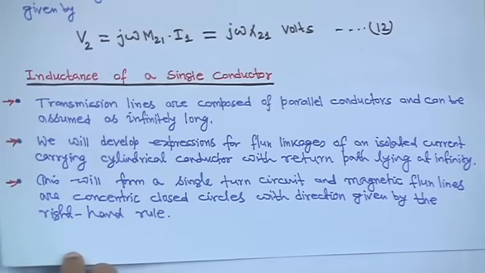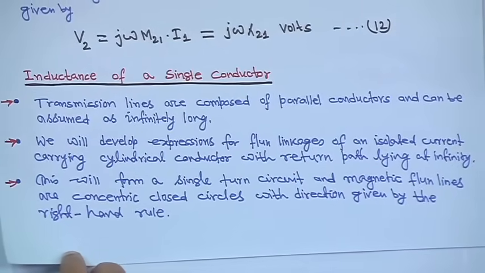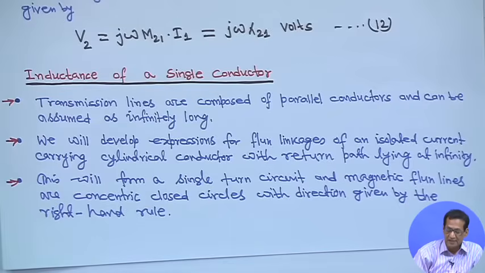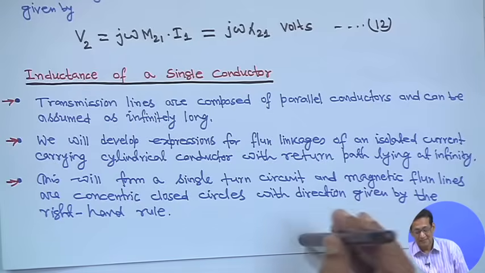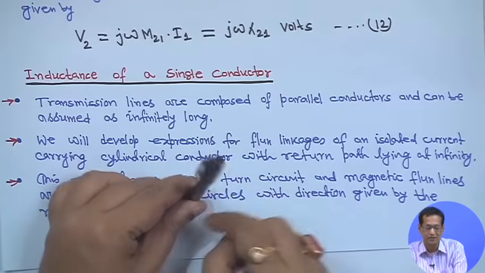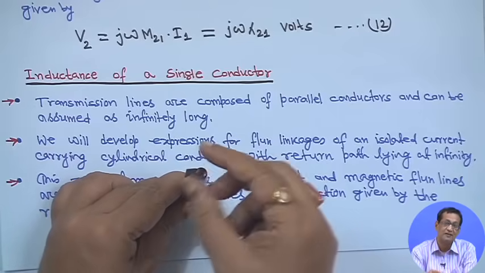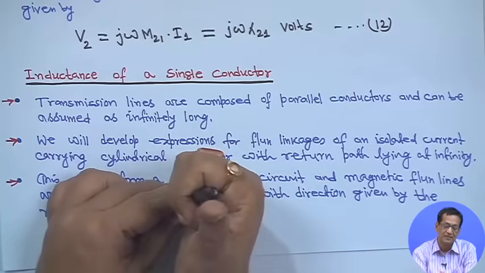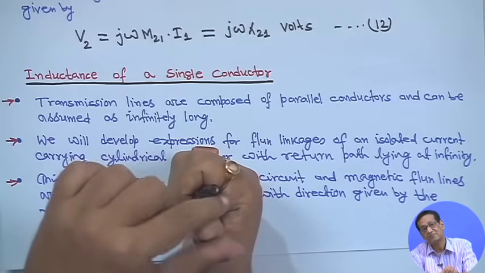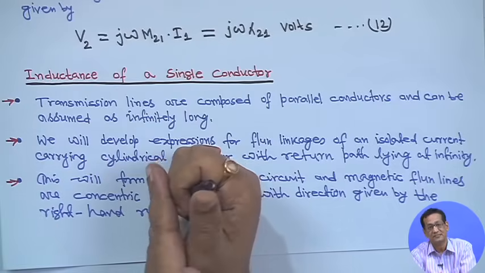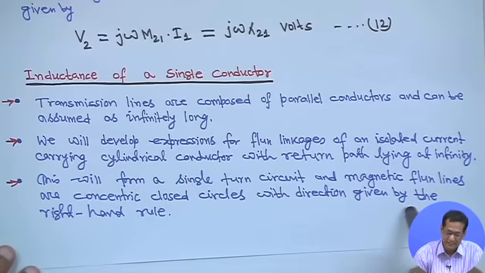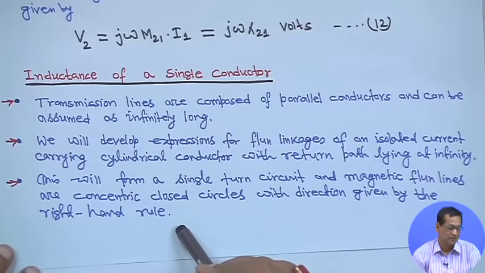And magnetic flux lines are concentric closed circles with direction given by the right hand rule. I told you at the beginning that if this is the vertical conductor, and you wrap your hand around it, and this is the direction of the current, then this will be the direction of the flux lines, with direction given by the right hand rule.